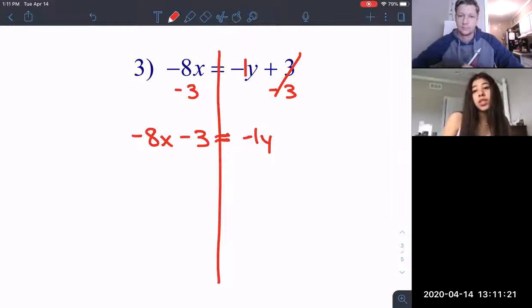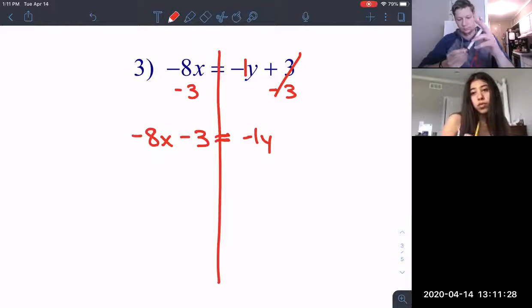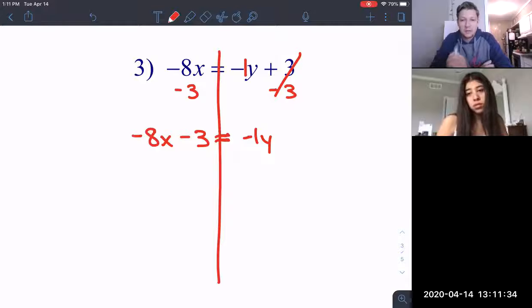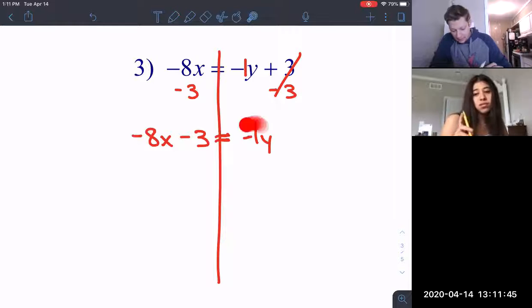Could you do anything else? Yeah, we can. We have to. Matter of fact, if we're going to get y by itself, it's almost by itself, but it's not. It's got a -1 multiplying it. Close, but remember, we're going to do the opposite operation. The operation we have going on right here is multiplication.